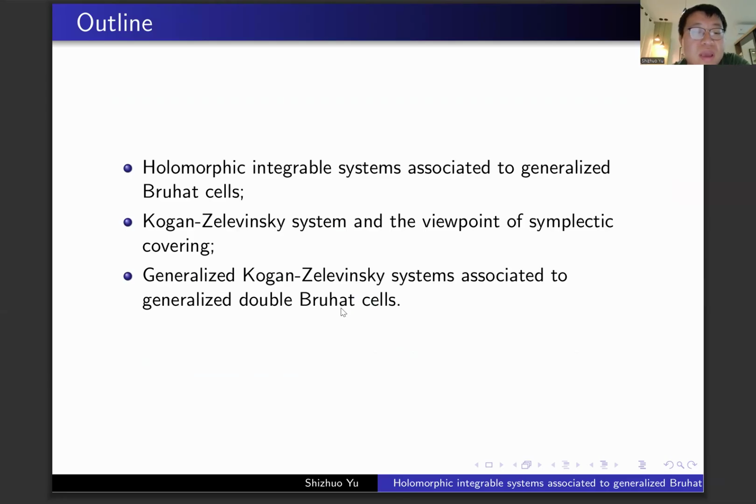And then I will introduce the well-known Kogan-Zelevinsky systems, and understand this kind of integrable system from the viewpoint of symplectic geometry. And last, I will generalize the Kogan-Zelevinsky system and define the generalized results on the so-called generalized double Bruhat cells. Actually, the key point of this talk is the symplectic geometry.